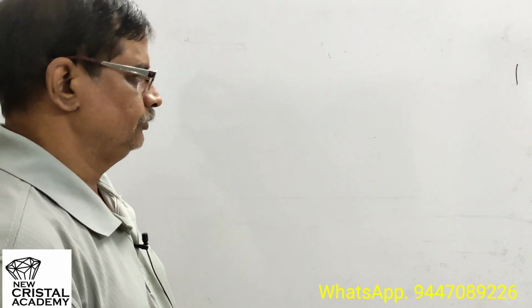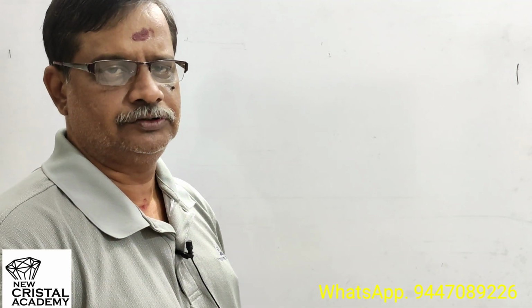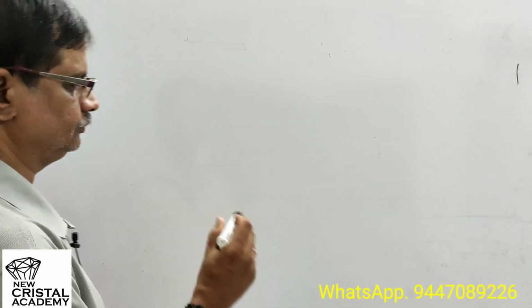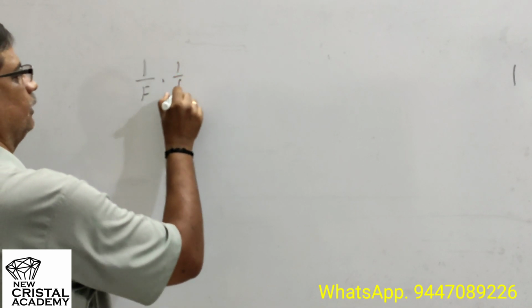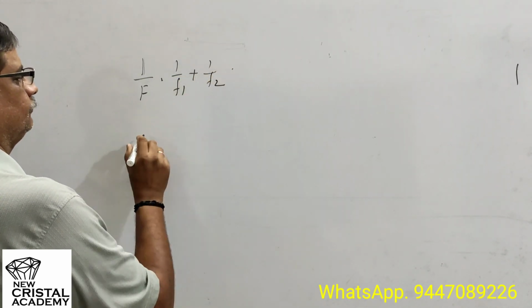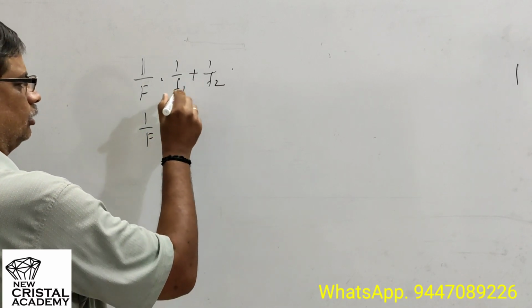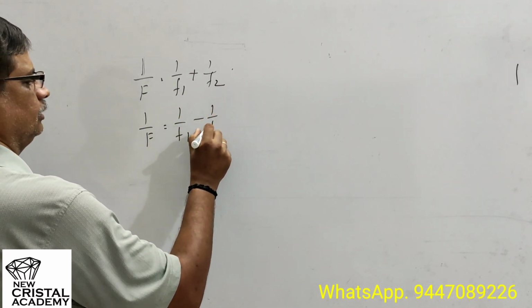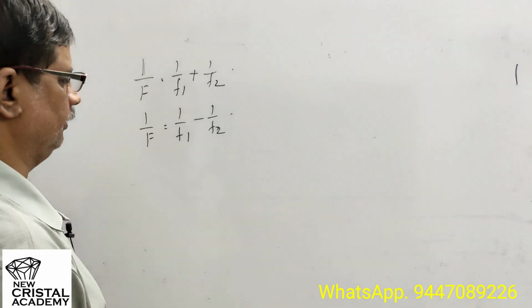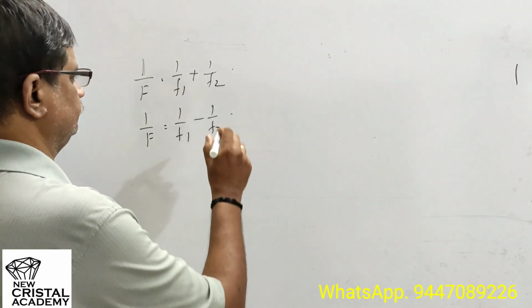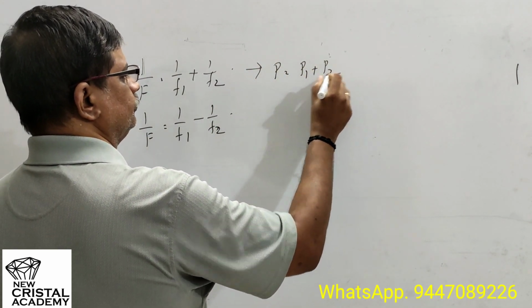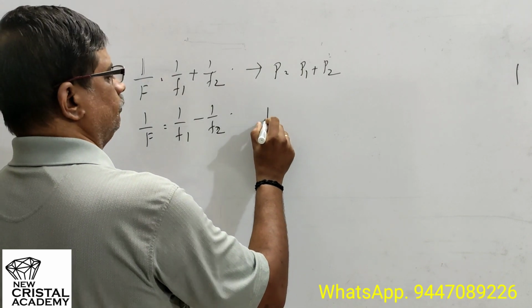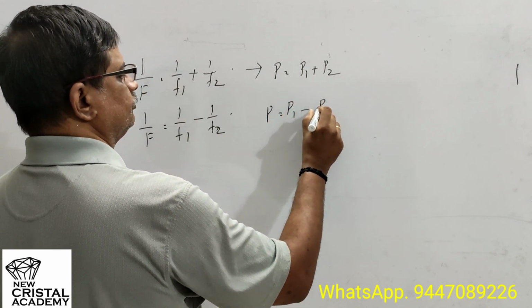Now let us write down the formulae that we have just seen for the effective focal length of two lenses in contact and separated by a small distance. When the lenses are in contact and of similar nature, the formula will be 1/f = 1/f1 + 1/f2. And when they are not of similar nature, that is, one is converging and the other is diverging, the formula will be 1/f = 1/f1 - 1/f2. Similarly, the formula for the effective power will be P = P1 + P2, and here it will be P = P1 - P2.